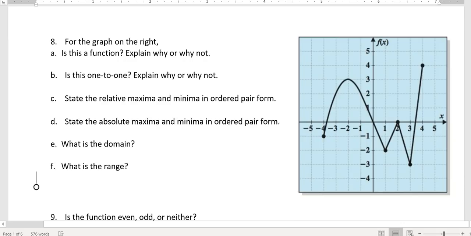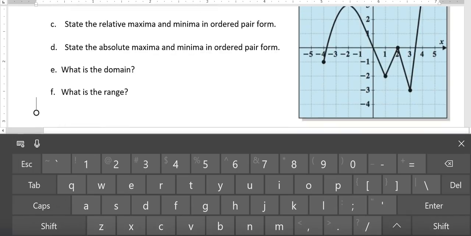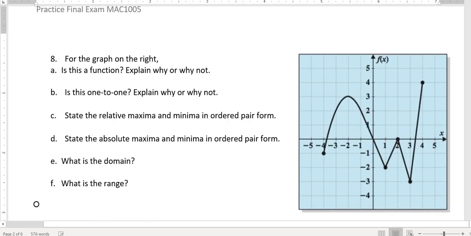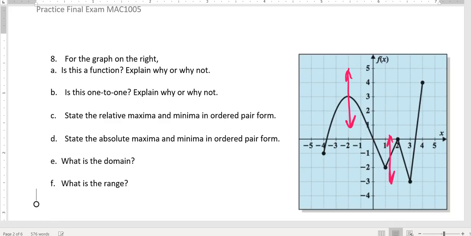Number 8. Is this a function? Explain why or why not. Well, when it's a graph, this is an easy one. We know that the vertical line test tells us if it's a function or not. Well, it passes the vertical line test. You can see, right? If I put a vertical line anywhere, it only happens to cross at one place at a time. So yes. And why? Because it passes the vertical line test.